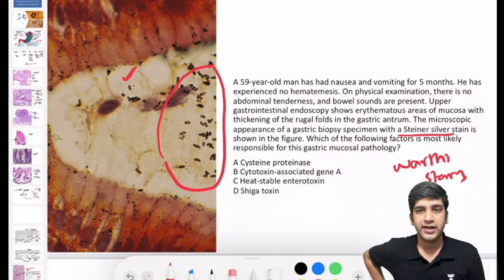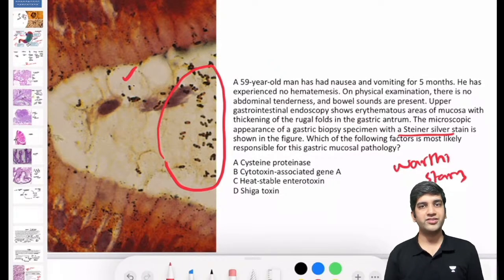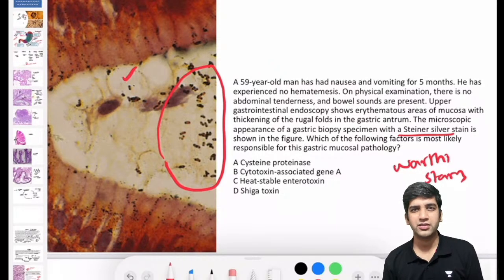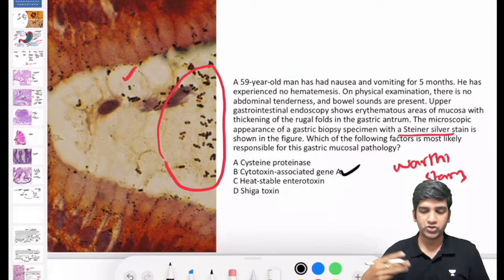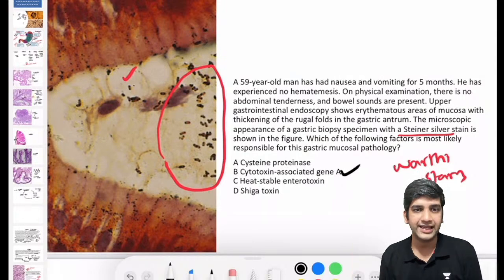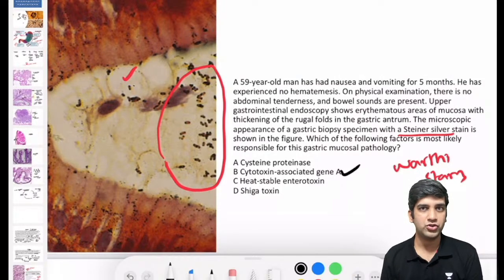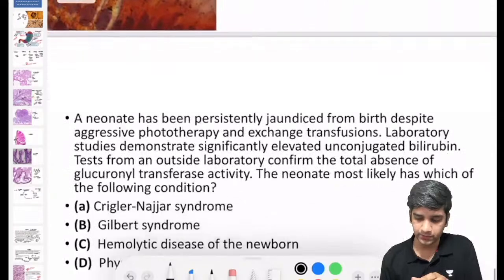pylori. Fine. Aishwarya Srinivas, liquefaction necrosis is seen in very, very few places. One of them is your CNS infarct. Abscess cavity, you see liquefaction necrosis, and gangrene. Very few places we see liquefaction necrosis. Fine. If it's H. pylori, just now we saw that your cytotoxin associated gene A, the CagA, is very, very important for the pathogenesis of this condition. Okay, great.